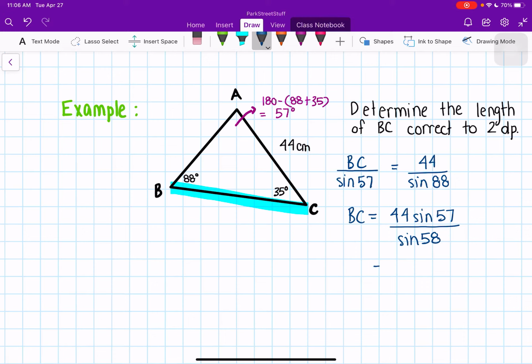And now is when we're going to pull out our calculators and calculate that answer. So you're going to go 44 sine 57 over sine 58. And again, we're asked for two decimal places. So we're going to go 43.51. And we were given units in our question, so we're going to give units in our answer.